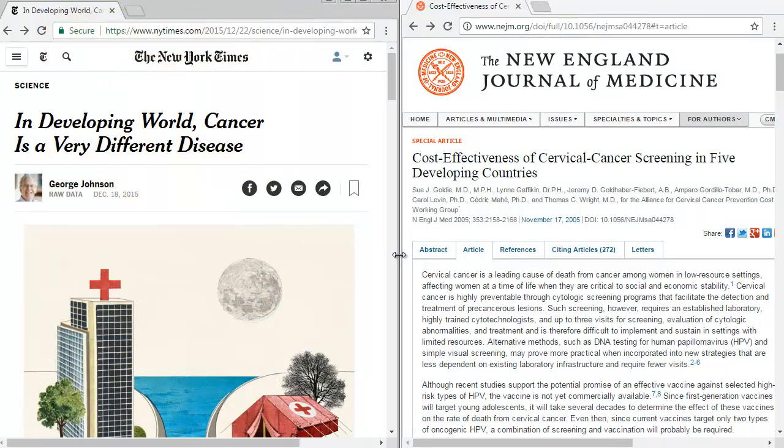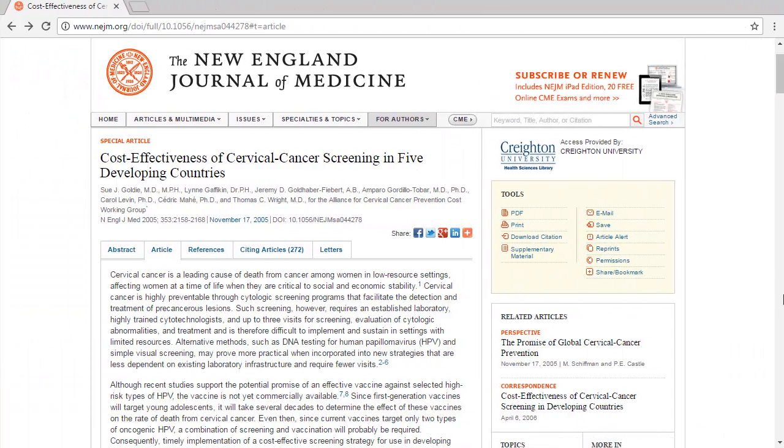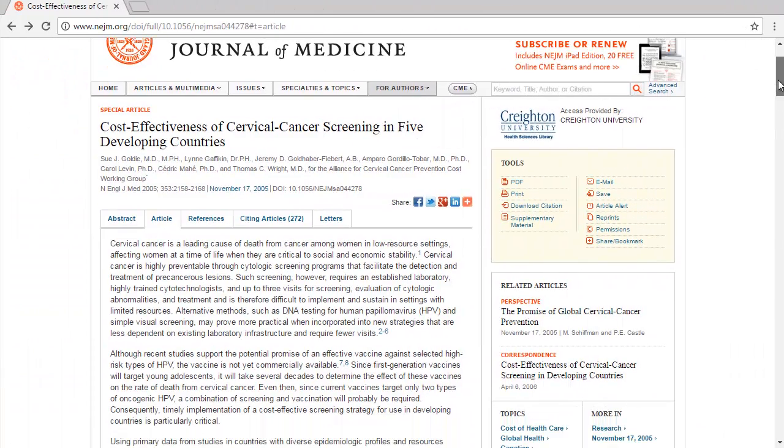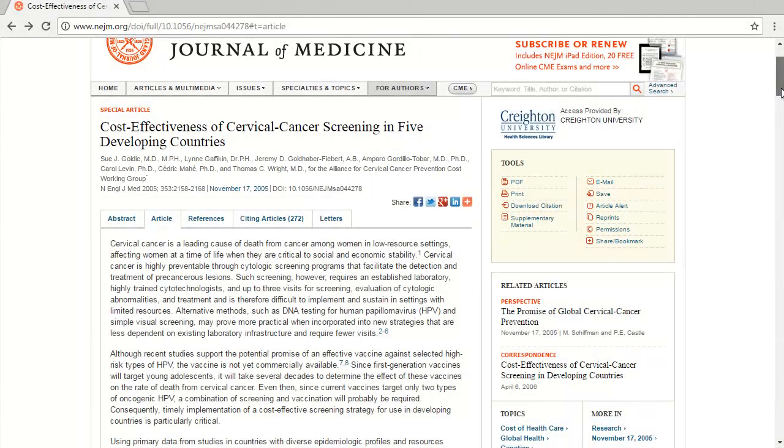Let's contrast this with our scholarly source over here. This is an article on the same broad topic, but you'll notice some differences right away. For one thing, this article has multiple authors, and many of them are PhDs in the field of cancer research. We don't see any advertisements. Because this article is not paid for with advertisements, it's not freely available on the open web. Instead, access to this article is coming from Creighton University.